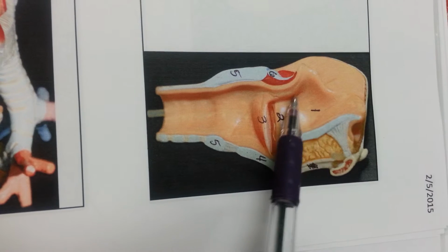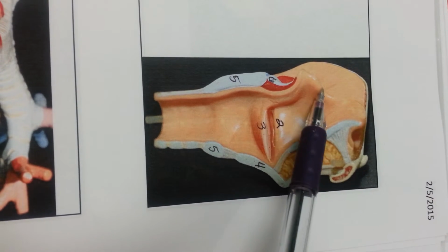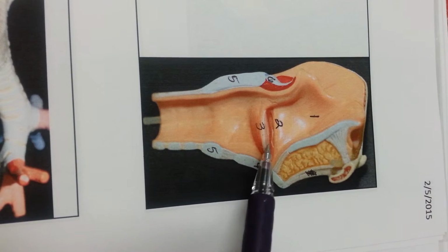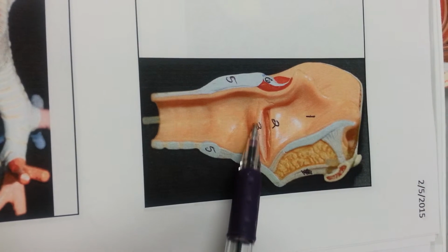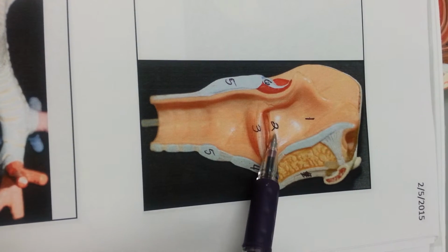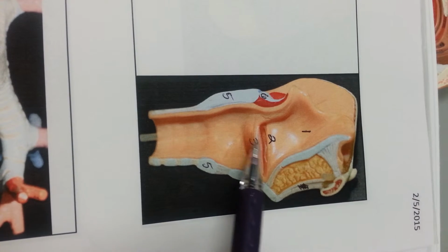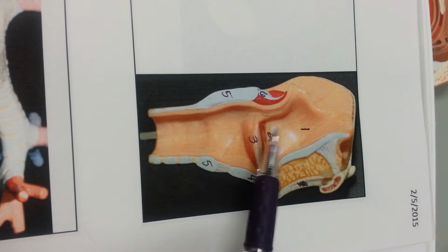Okay, another view of it. Epiglottis. This is the opening right here. If you can see the little outline here, that's the glottis. And this right here is the vocal folds or the vocal cords. On top of the vocal cords are the vestibular folds.